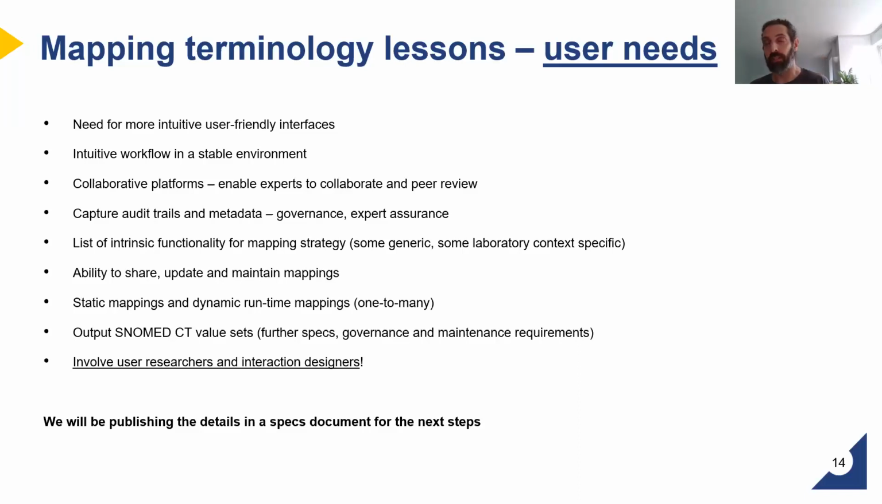We have a list of intrinsic functionality for mapping, but there's not enough time here to go into that. So we're documenting all that too. The ability to share, update and maintain the mappings. And then what do we do about the static mapping versus the dynamic runtime mapping requirement, which is the one-to-many problem. And ideally linking this up with outputting value sets of content, and the overlaps in specs, tooling, governance, maintenance requirements of that too.